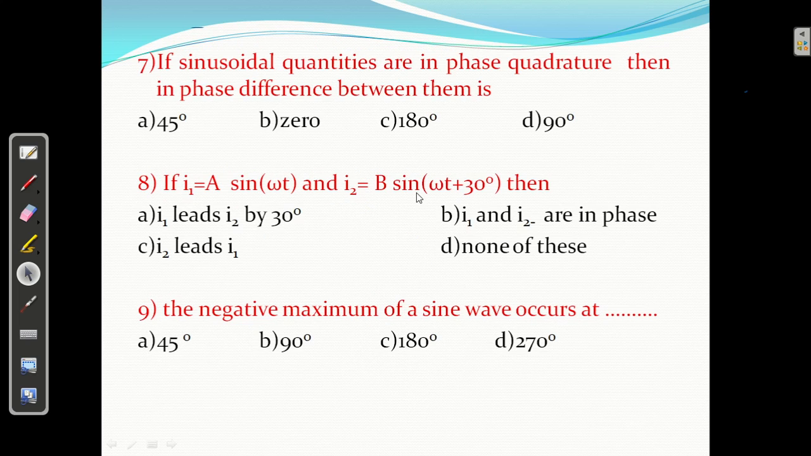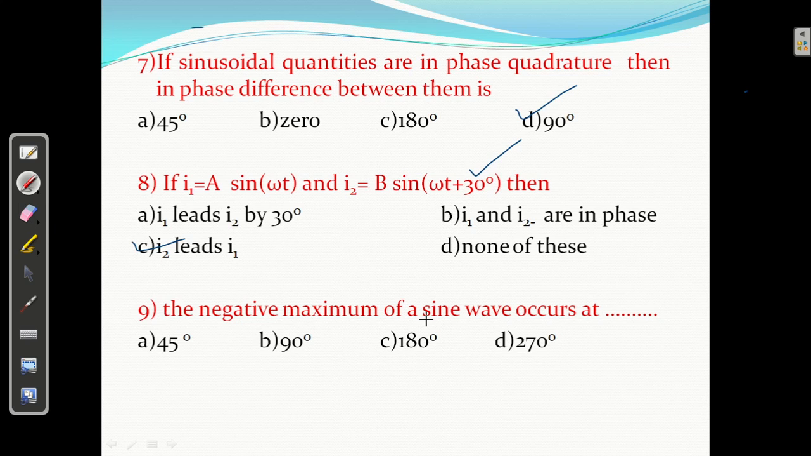Question number 7. If sinusoidal quantities are in phase quadrature, then in phase difference, phase quadrature means 90 degree. So phase difference will be 90. If I1 equal to A sine of omega t, I2 equal to B sine of omega t plus 30. Plus 30 means, sorry, I2 is leading. I2 leads I1. Right? I2 leads I1 by 30 degree actually. So I2 leads I1. Okay.